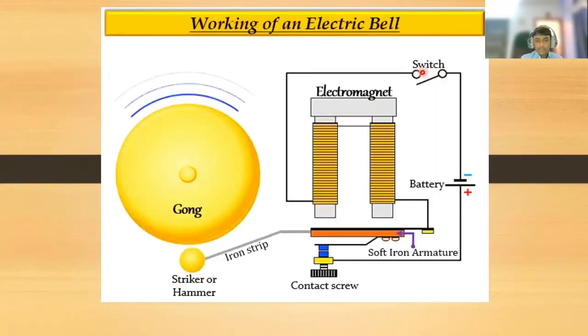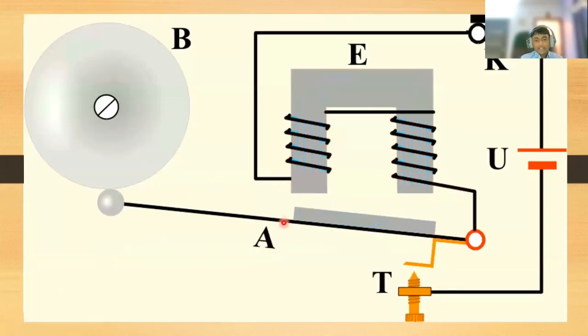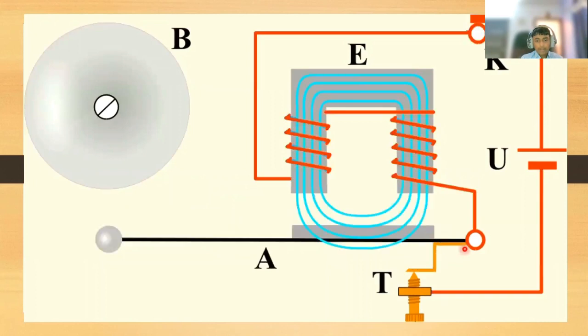Initially, when the switch is not pressed, no current flows in the electromagnet. The metallic springy strip remains in contact with the adjusting screw. When the switch is pressed, the current flows through the circuit. Next, the electromagnet is powered and generates a magnetic field that attracts the armature. Due to the movement of the armature, the hammer strikes the gong and the bell rings.